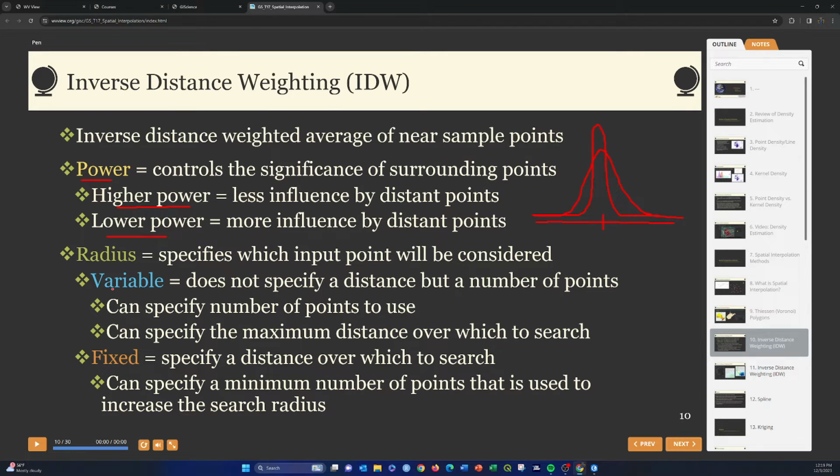Note that when you do use variable, you can set a maximum distance. So if your number of neighbors is 12 and you don't find 12 neighbors within, say, 100 meters, then you're just going to use the ones that you did find within 100 meters. And with fixed, you're basically using all the points within that fixed distance. Note that you can specify a minimum number of points that is used to increase the search radius. So if you don't find X number of points within a given search radius, then you can expand the search radius to incorporate more points.